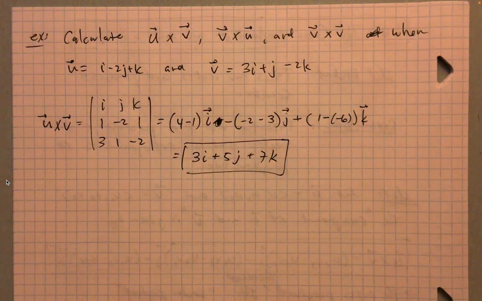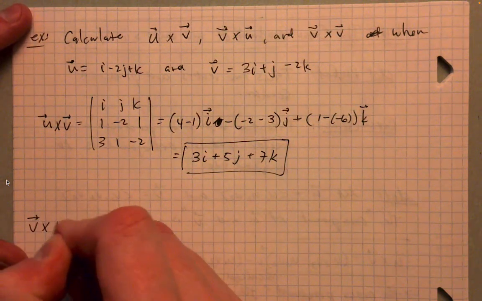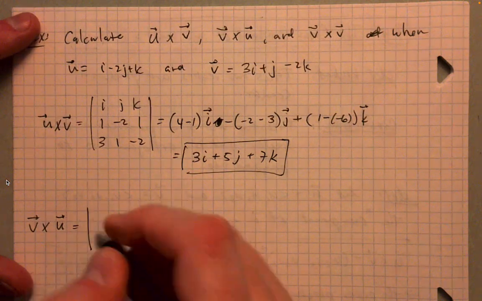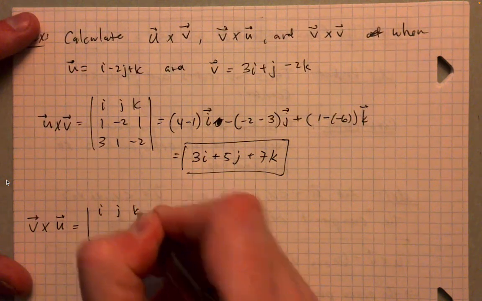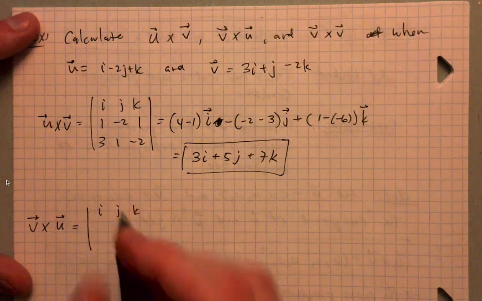That's u cross v. What about v cross u? Well, it's the same process. The only thing that's changed is the order here. So you have i, j, k, and now this time the 3, 1, negative 2 is in the middle.